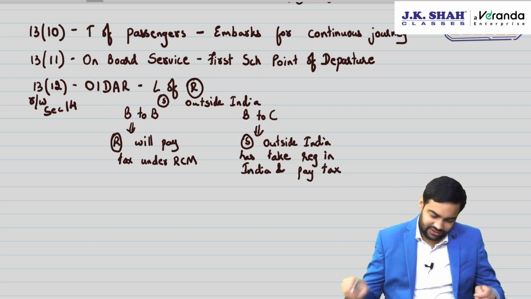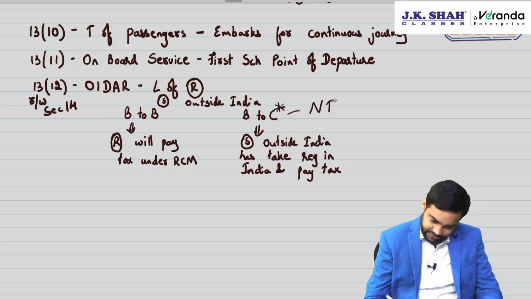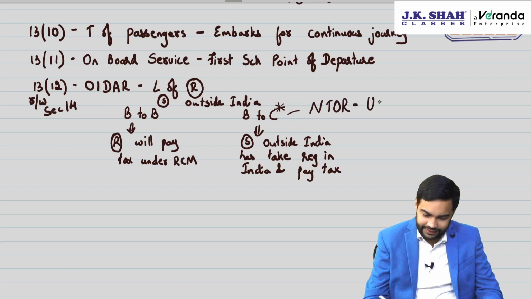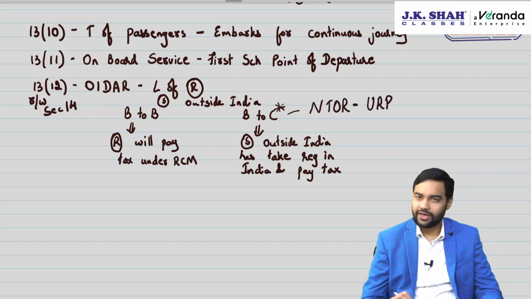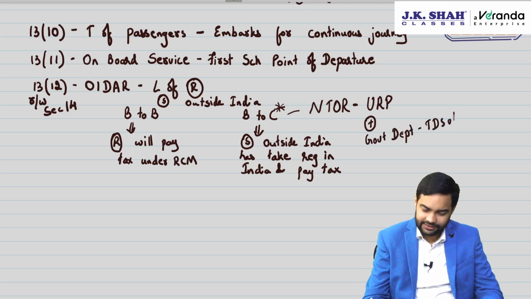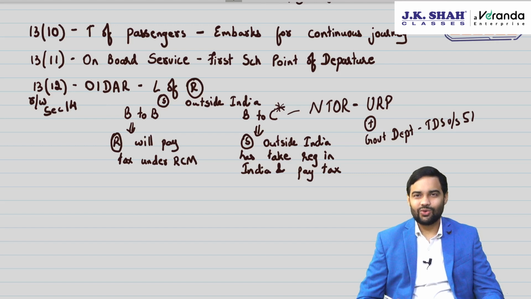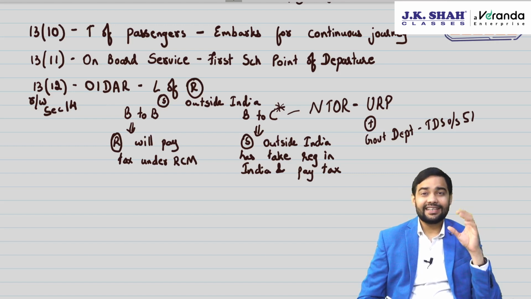Now in this B2C, non-taxable online recipient is defined. This non-taxable online recipient is any unregistered person who is located in India, plus it includes government departments who have taken registration only for TDS, because some government departments like CBI do not provide any outward supply. CBI is a government department which has taken TDS registration.